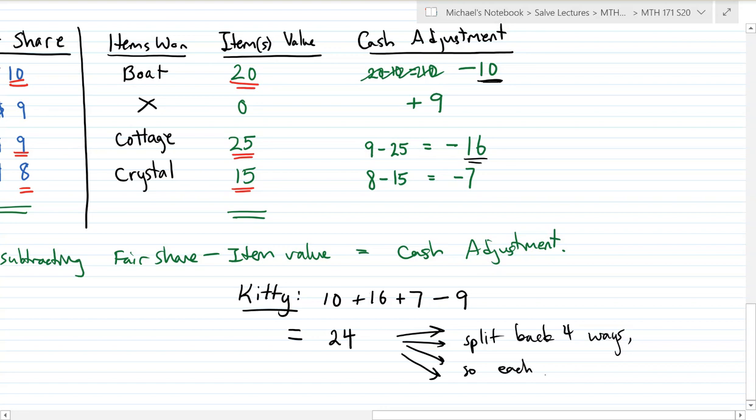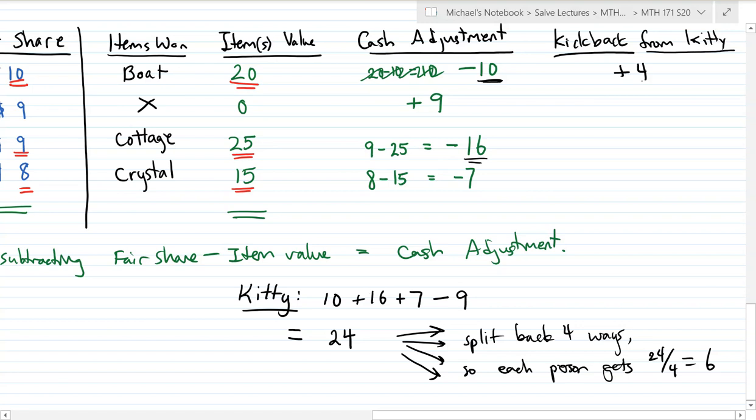So each person gets 24 divided by 4, which looks like $6,000 back. And so I'll call that the kickback. Maybe I'll call it the kickback from the kitty, just so we know exactly where that's coming from. Okay, it looks like everyone's going to get plus 4, plus 4. Oops. Of course, I meant plus 6. That's what we just did.